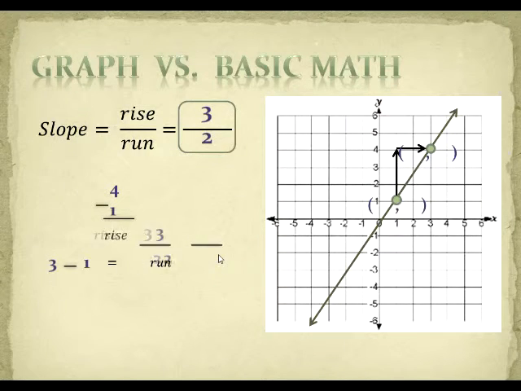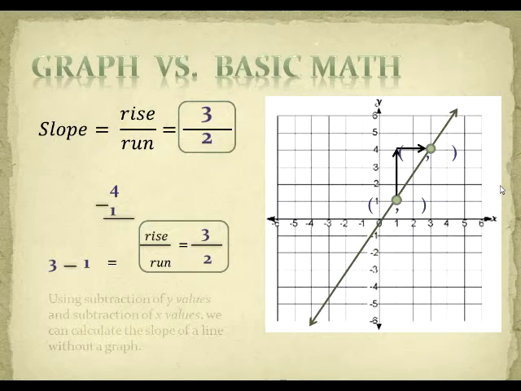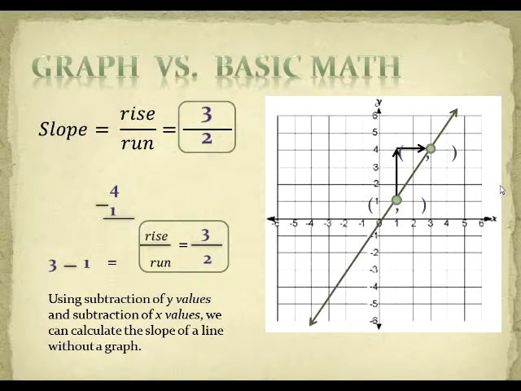So it's no accident that when doing the subtraction, 4 minus 1 and 3 minus 1, we end up with the rise over run of 3 halves, identically the same as the slope we had above. So from looking at it in a slightly altered way, we can see, using subtraction of y values, like we did with 4 minus 1, and subtraction of x values, like we did with 3 minus 1, we can calculate the slope of a line without even needing to look at the graph.